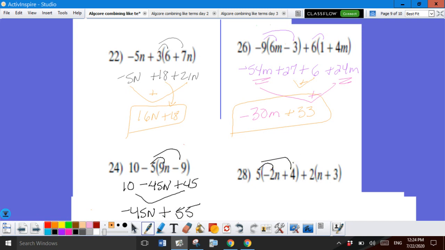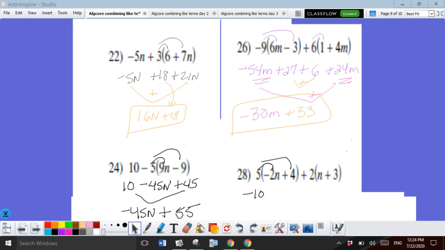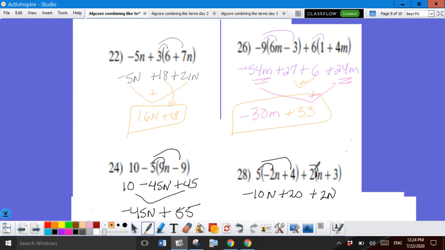Okay, distribution. Negative 10n plus 20. Remember, there's a 1 here. 2 times 1 is 2. 2 times 3 is 6. These two go together. And I'm adding. So negative 8n. And the 20 and the 6 go together. Plus 26. If you came up with negative 8n plus 26, you are a rock star.